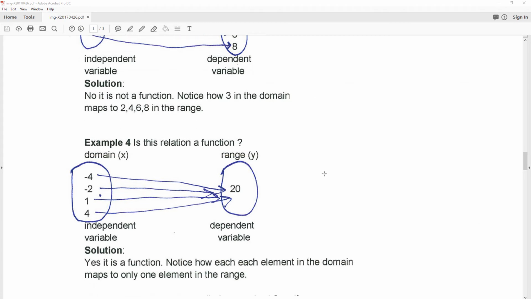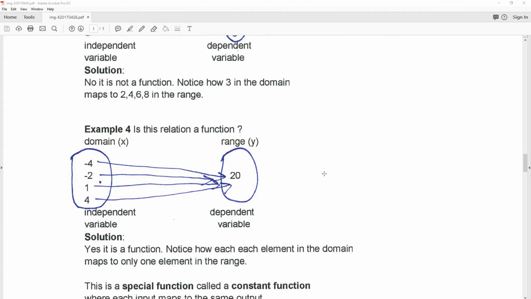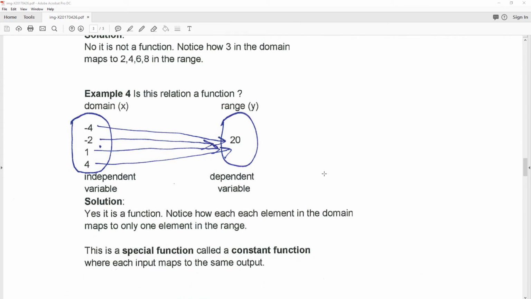Now, is this particular relation a function? Notice the domain and the range here. Each particular input in the domain maps to one and only one output. In this case, it is a function. Notice how each element in the domain maps to only one element in the range. This particular type of function has a special name called a constant function, where each input maps to the same output. Graphically, this would be akin to a horizontal line, where you have different x's mapping to the same y.